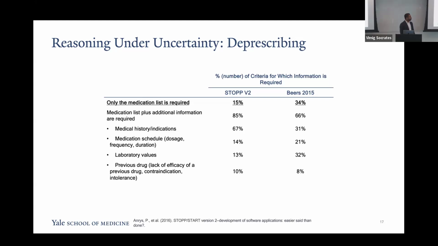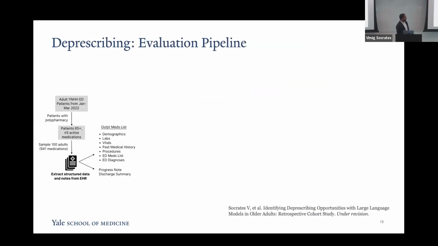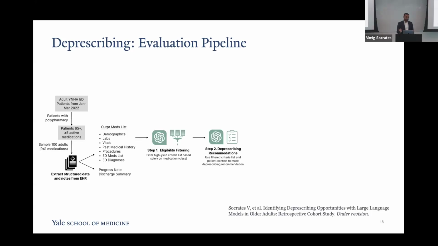And so one of the things that we thought would be interesting is to see if an LLM can parse all of that EHR data and determine whether or not these medications need to be deprescribed. So that's what we did. This is the pipeline that we used. We took patients in that age group that I mentioned, 65 years or older, with 5 active medications. We took some of their structured and unstructured information, and we broke it down into 2 steps. Initially, when we ran this, we just gave all the criteria to the LLM and tried to make it do recommendations.